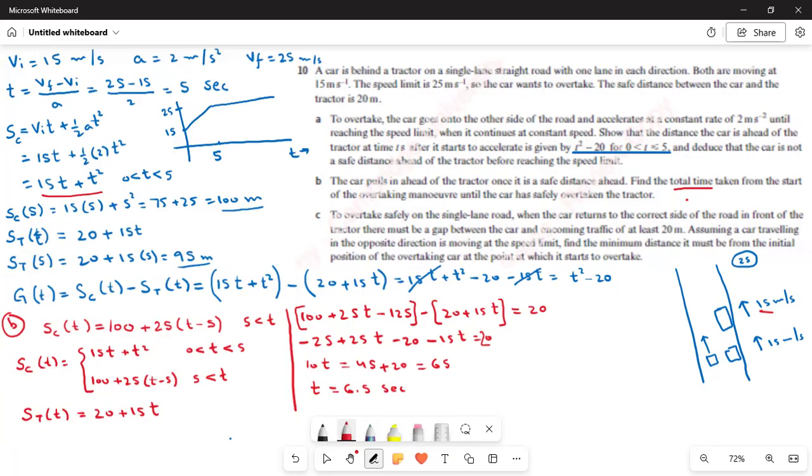Find the total time. So the time is this one. This is the answer for the part B. Okay, they take it from the start of the maneuver until, say, okay, very good. Now part C. Okay, in order to do part C, I need some room, so I will erase a big chunk here.